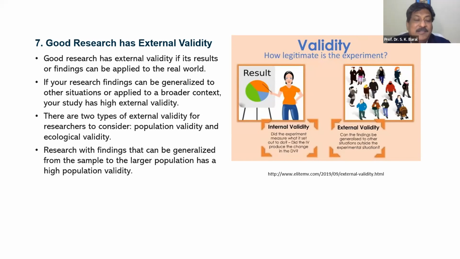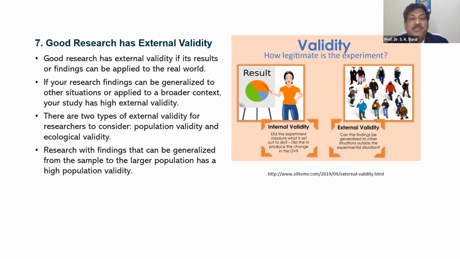So looking into that, research with findings that can be generalized from the sample to the larger population has high population validity. So in this case, we must see how our research has external validity, because external validity means findings can be generalized to other situations outside the experimental situation. You see, it has a wide meaning.